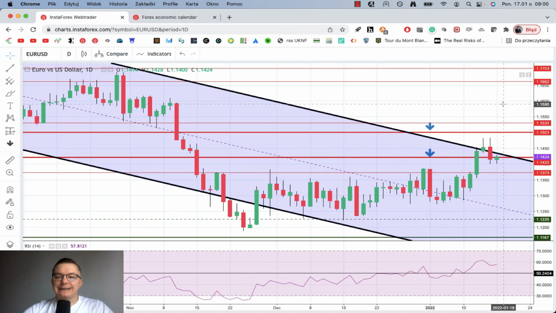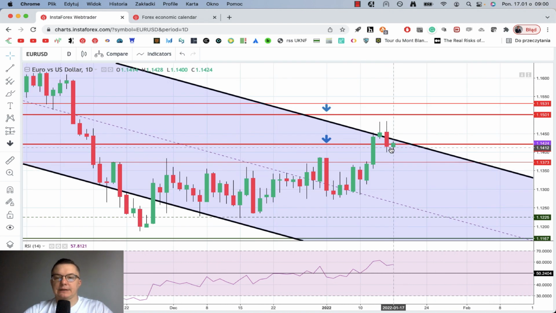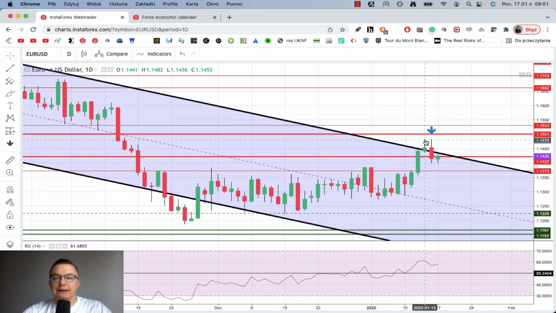The euro dollar on the daily time frame chart has been capped at the level of 1.1483, which is just below the key technical resistance at 1.1501. So as you can see, there is a very interesting signal here. This is a bearish engulfing, which ends that bounce from November last year. It lasted almost 2 months to get here, and as you can see, a breakout above the channel.